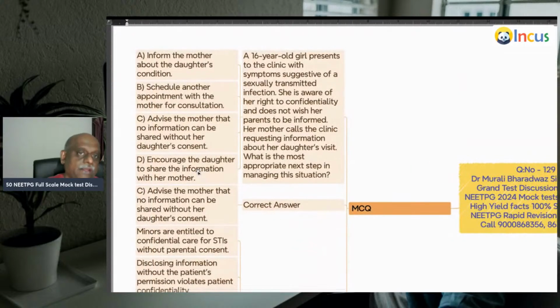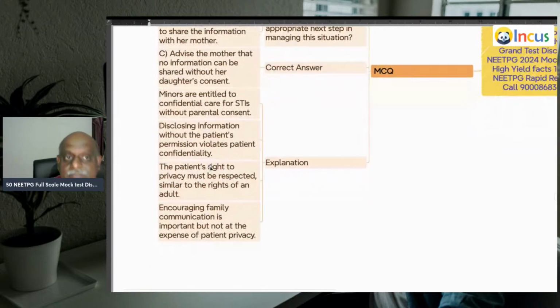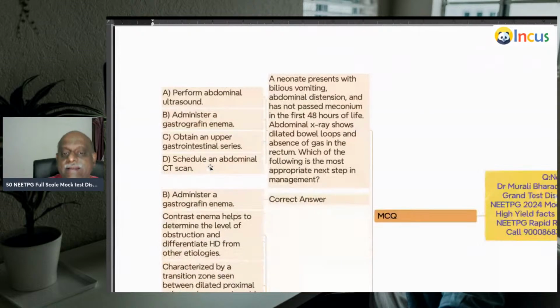16-year-old comes to the clinic. Symptoms suggest STDs. So her mother says, "Is my daughter having STD? Can you tell?" "No, sir." You can't give the mother that information. You need to advise the mother that, sorry, we cannot give information unless the daughter gives the consent. Minors are entitled to confidential care for STIs without parental consent.